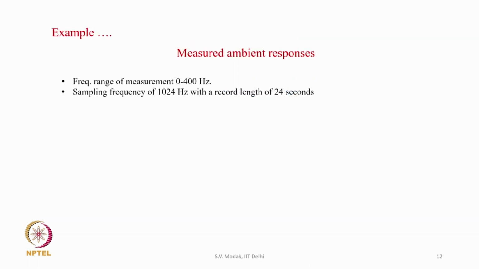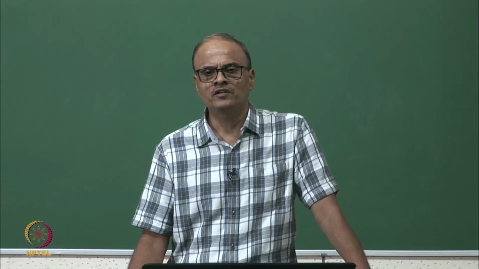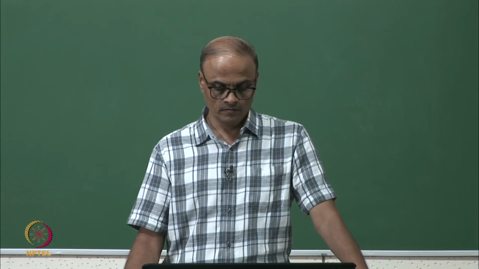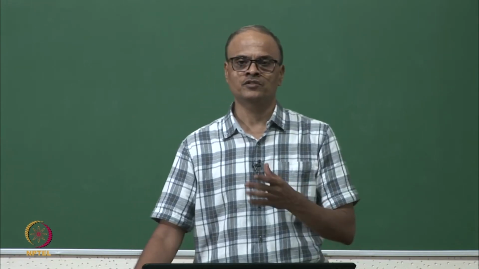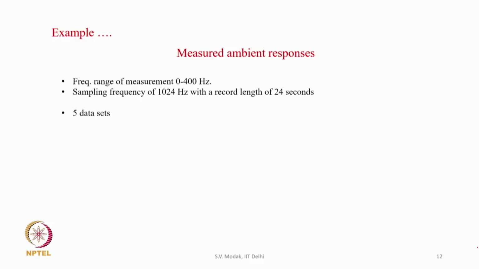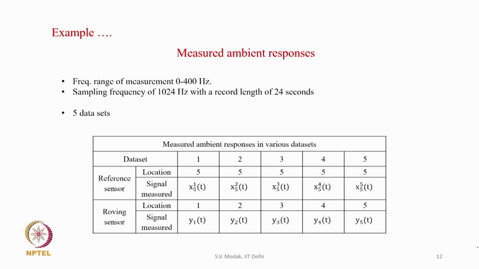The measurements are taken over a frequency range of 0 to 400 hertz at a sampling frequency of 1024 hertz, and we take a record length of 24 seconds. In operational modal analysis, we generally take long record lengths because we need to find the cross correlation function, and a long record length ensures that the estimates are sufficiently accurate. As we said, we will have 5 data sets, and this is the summary of measured ambient responses in the various data sets.